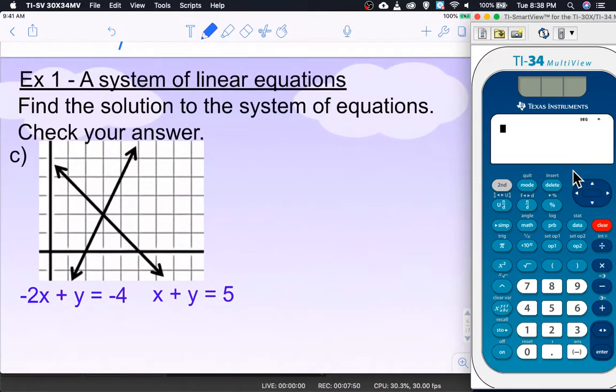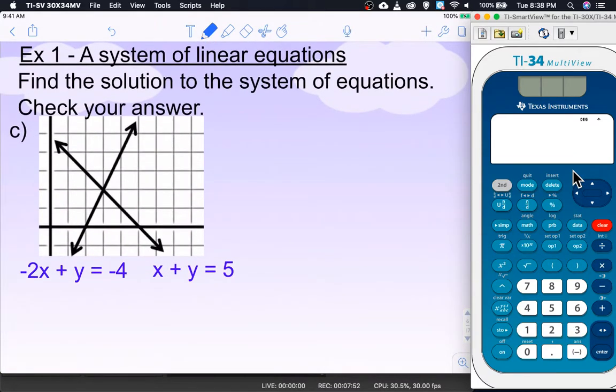Here's one for you to do. I would like you to do the whole thing. I would like you to find the solution. I would like you to plug in your solution for both equations and show that your answer makes both equations true. Okay, go ahead and pause the video and do that right now. When you're ready to continue, hit play and we'll go through it together.